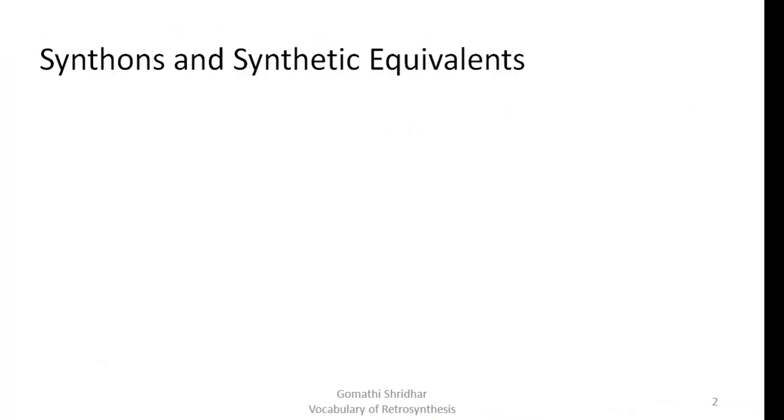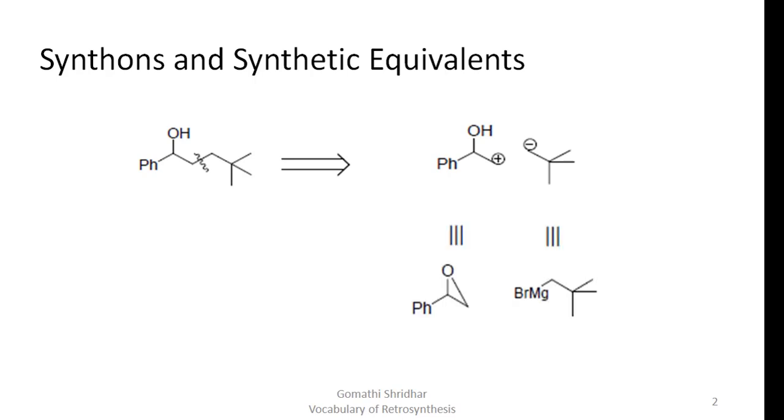So, let us go back to the same example that we did in the previous lecture. Now, instead of disconnecting at the bond between the aromatic nucleus and the neighboring carbon, let us disconnect at the alpha beta bond to the OH group. In that case, the alpha carbon will get a positive charge and the beta carbon will get a negative charge. If you have gone through the reading material, then you may immediately realize that the first synthon can be translated to an epoxide and the other can be obtained from the corresponding Grignard reagent.